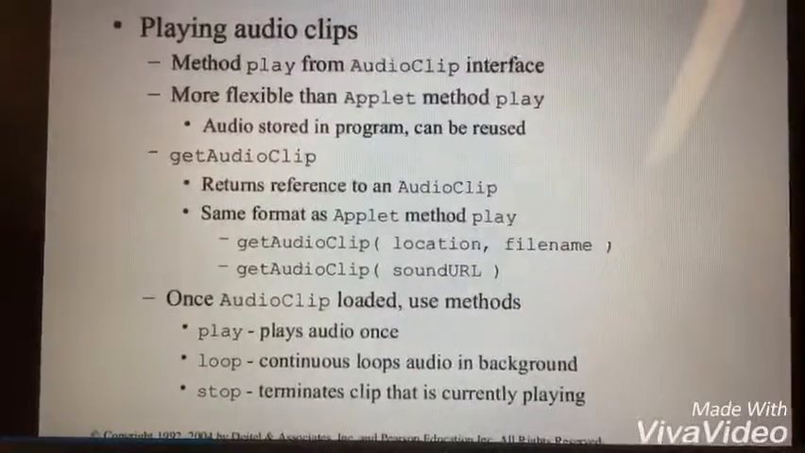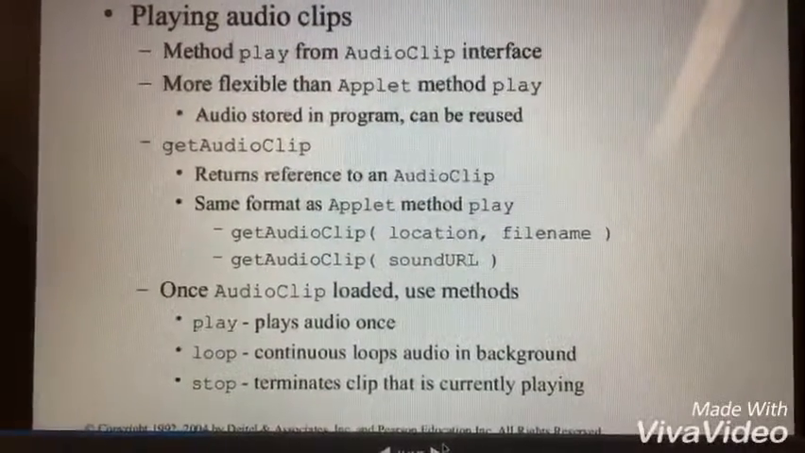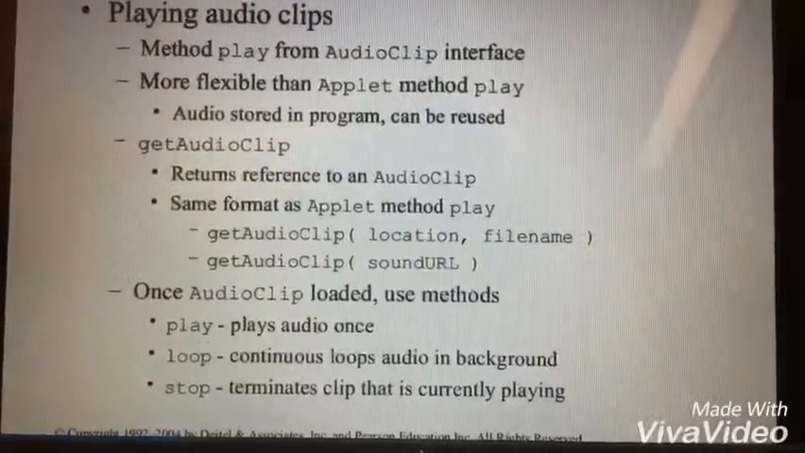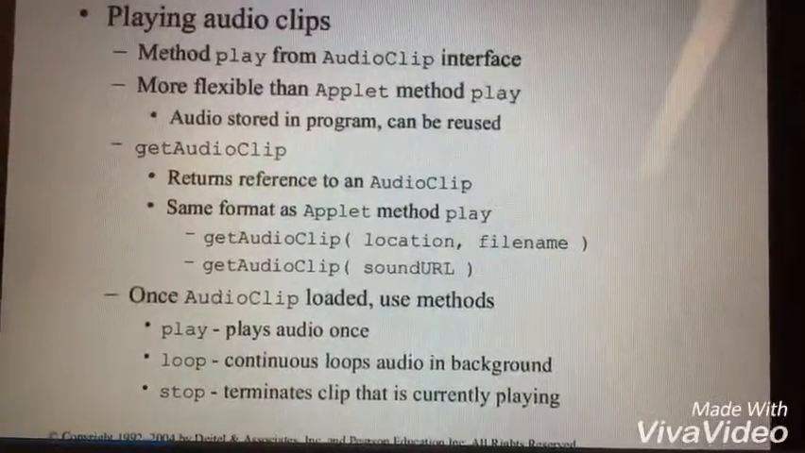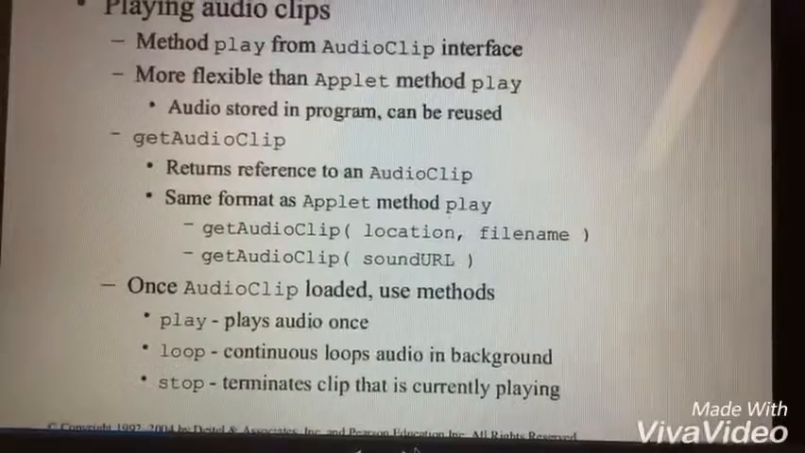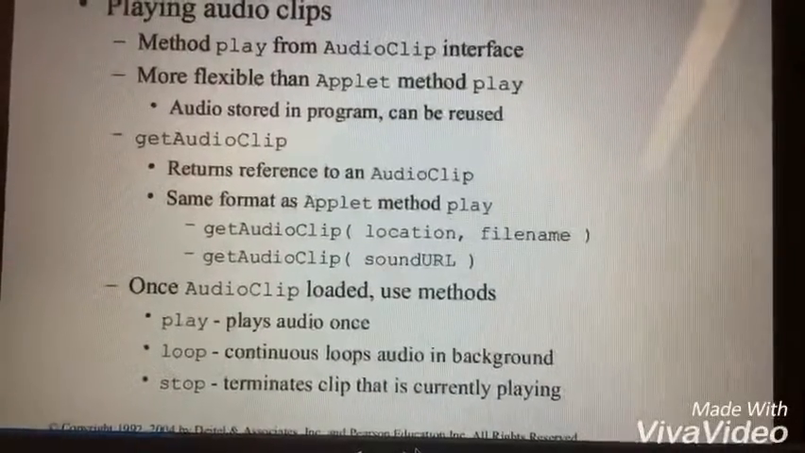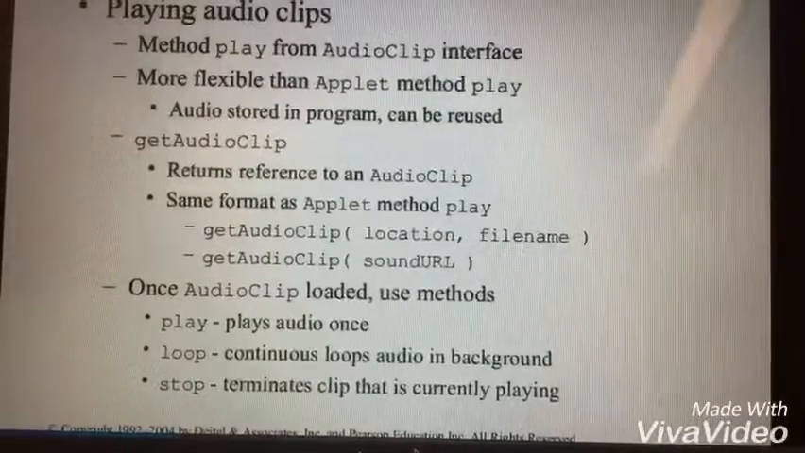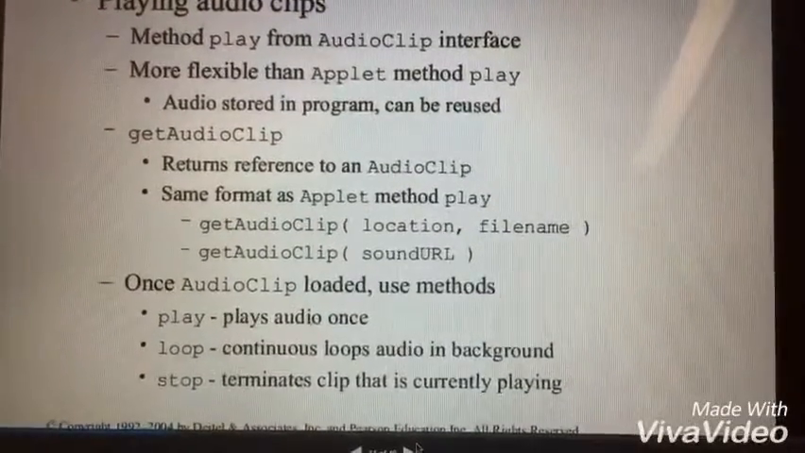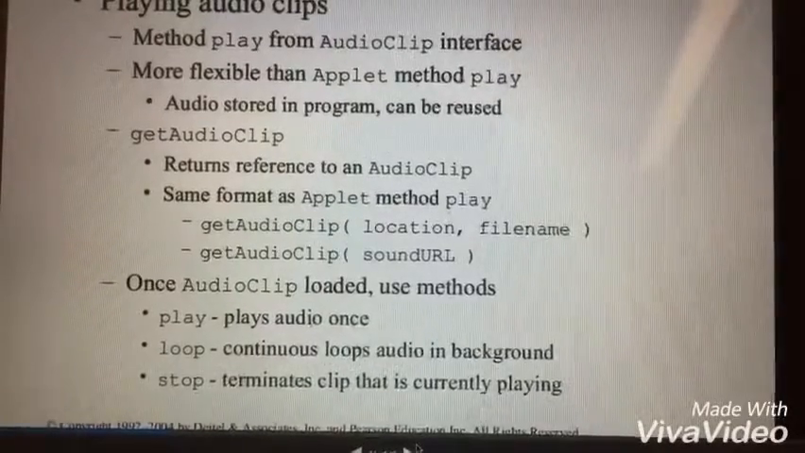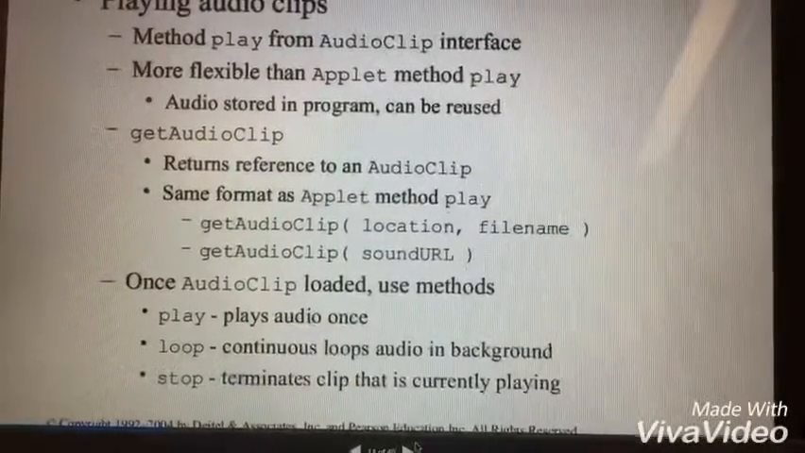Playing audio clips. The play method of the audio clip interface is more flexible than the applet method play. Audio stored in the program can be reused. And what is the audio clip? It returns a reference to an audio clip, in the same format as the applet method play. Get audio clip has a location and the file name. Get audio clip also has a sound URL.